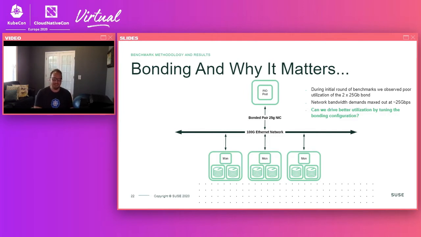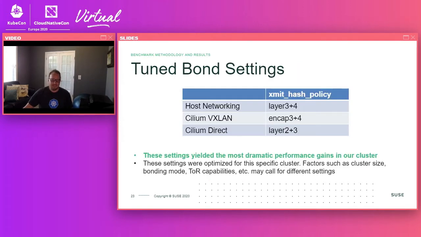So bringing this back to the environment, in our initial round of benchmarks, we observed poor utilization on that bond. Our network bandwidth demands topped out at about 25 gig when we had a second 25 gig NIC that we could have spilled over traffic to. So the question we naturally ask is, how do we drive better utilization on that? Well, we had to tune these bond settings, and it turns out that the parameter that yielded the most dramatic results was tuning this transmit hash policy parameter on the bond.